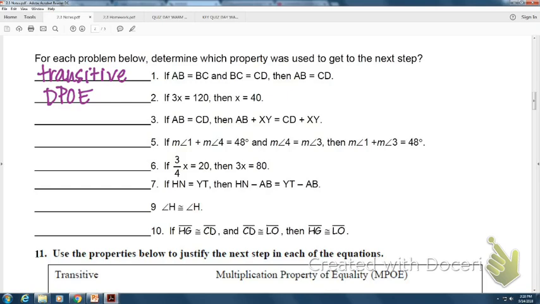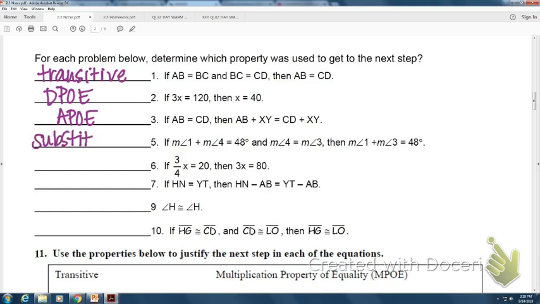Okay, number 3. A lot of different things on this one. If AB equals CD, then AB plus XY equals CD plus XY. APO, very good. Okay, tricky one, number 5. If the measure of angle 1 plus the measure of angle 4 equals 48, and the measure of angle 4 equals the measure of angle 3, then the measure of angle 1 plus the measure of angle 3 equals 48. Substitution. Very good.